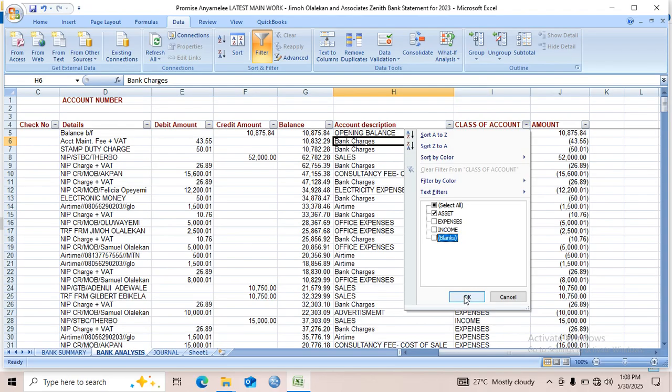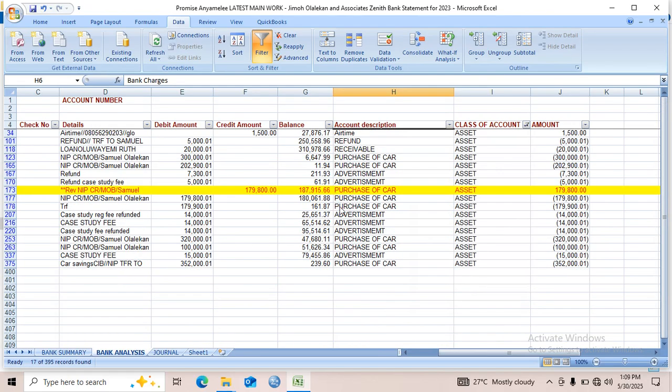So let's just click only the assets. In the assets here, we had loan. We gave a loan to Oluwayemi Roots. We gave a loan to her. So that would be an asset.